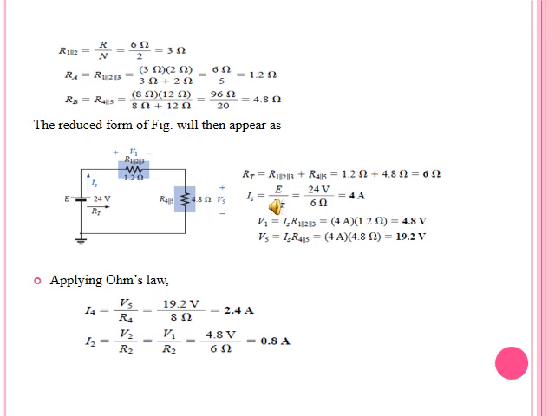Now, after finding these values, we come to know that block A and block B become in series with each other after simplification. To find R total, we have to add up the series resistors. So we add 1.2 and 4.8 ohms and get 6 ohms. Now, after finding the total resistance, our next step is to find the current I total, and by using Ohm's law, I total is 4 amperes.